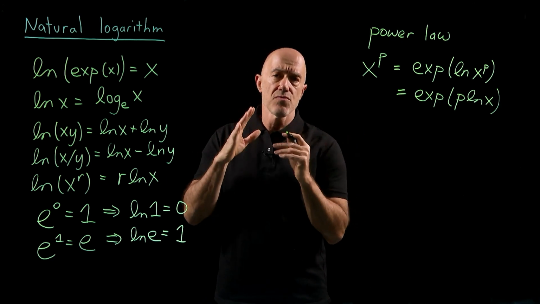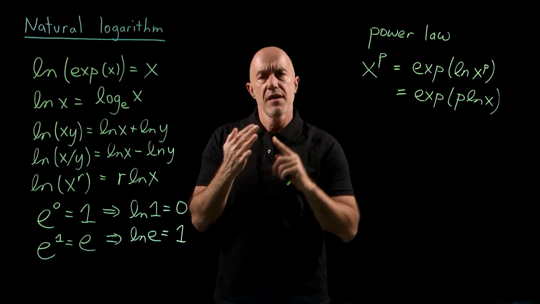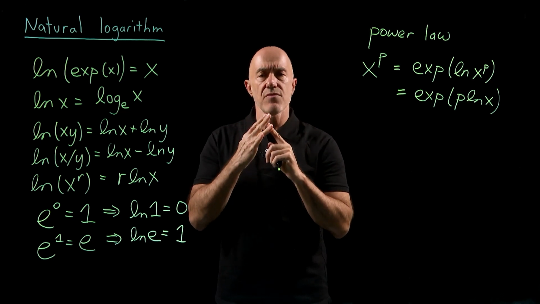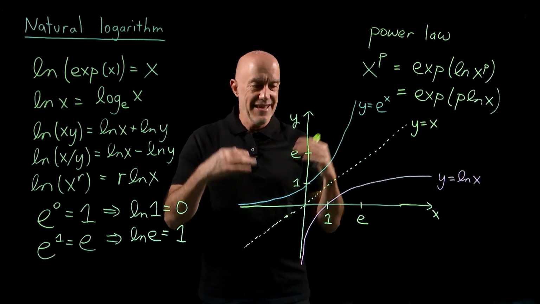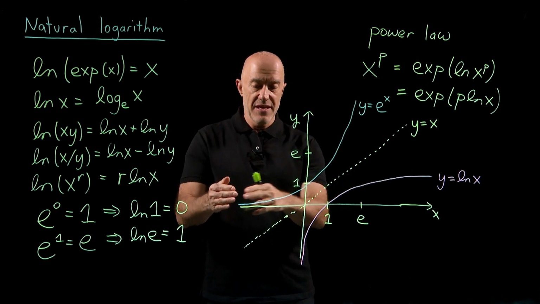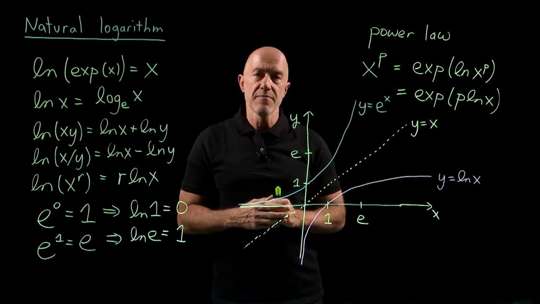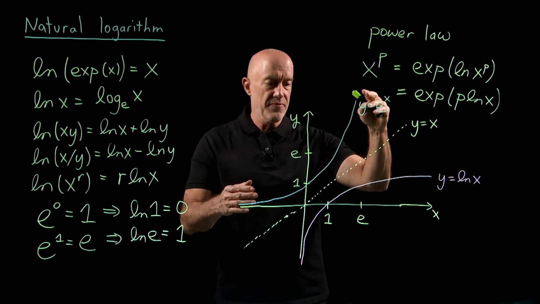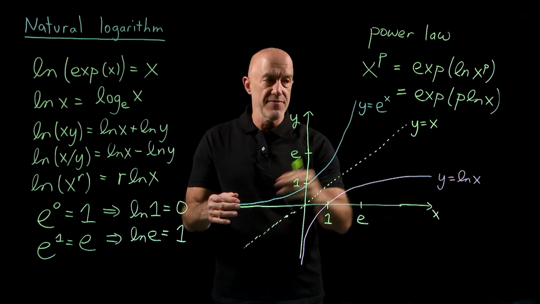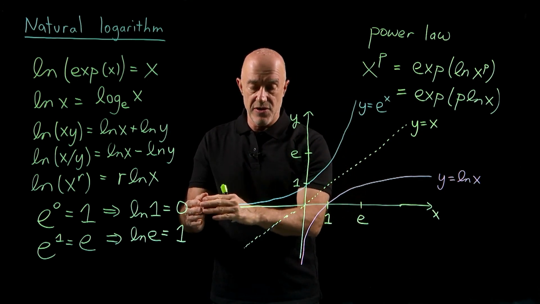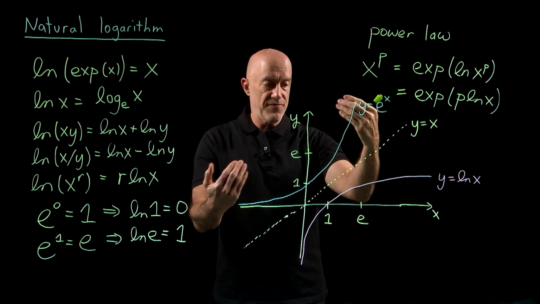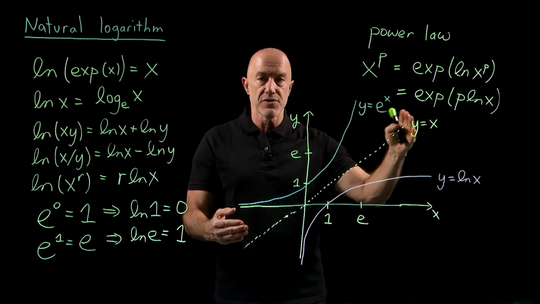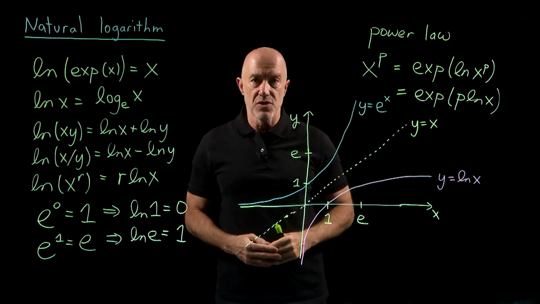Okay, so we've got the exponential function and we've got the natural logarithm. Let's look at their graphs. Here is the graph. This rapidly growing function is the exponential function. As x goes to minus infinity, it goes down to 0. If we take the exponential function and reflect it about the line y equals x, we get the natural logarithm function.